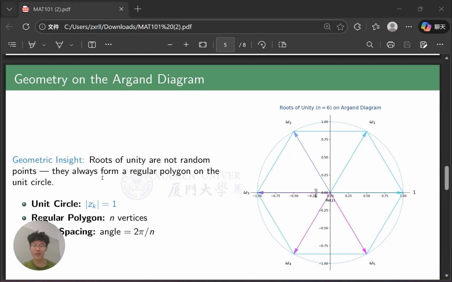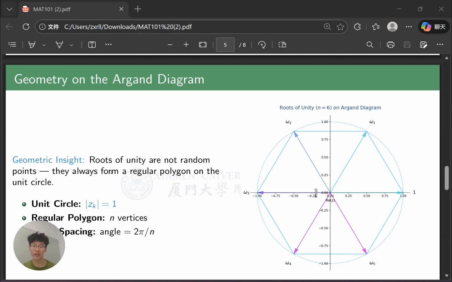This brings us to the Argand diagram. I used Python to generate this visualization for the case of n equals 6. Please look at the graph on the screen. There are three key observations we must make. The unit circle. Notice that every single blue arrow tip lies perfectly on the dotted gray circle. This confirms that the modulus of z is always 1.